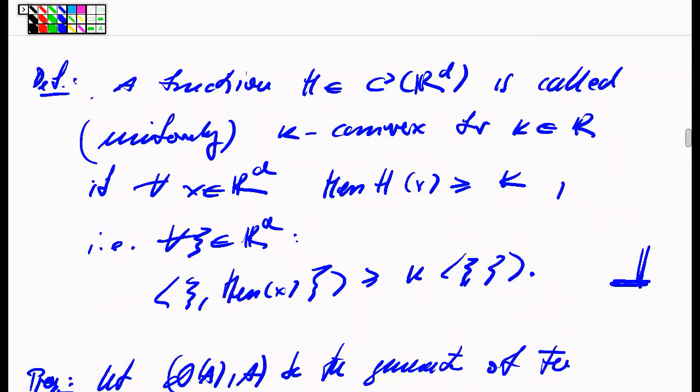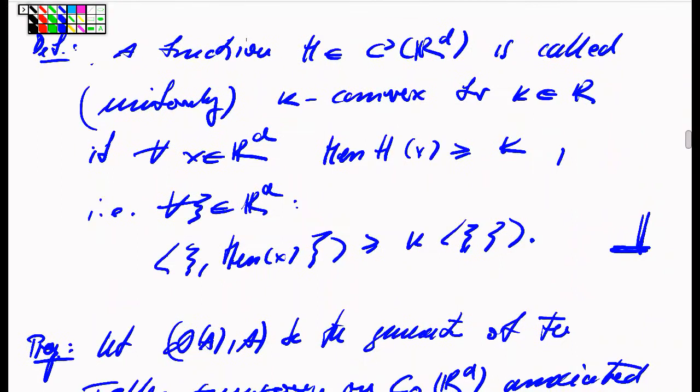We will now come to a classical statement about the validity of a logarithmic Sobolev constant in the case of gradient drift diffusion processes under a certain convexity assumption on the Hamiltonian function H. So the convexity assumption on the Hamiltonian will be formulated as follows.